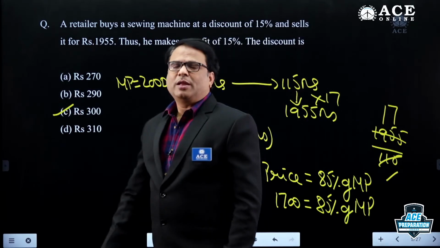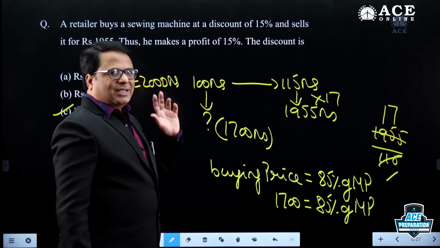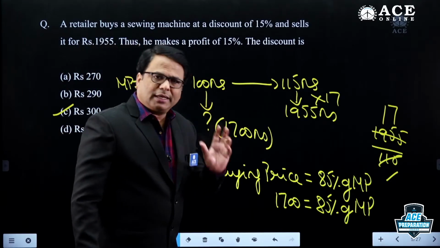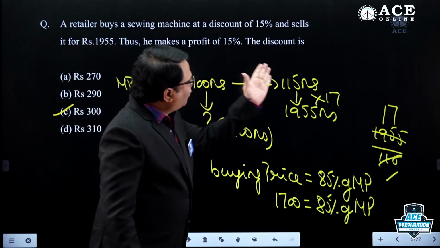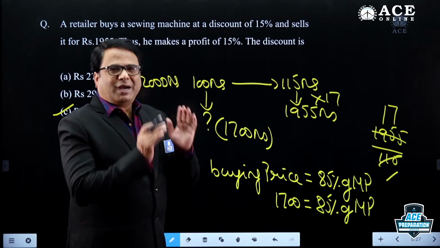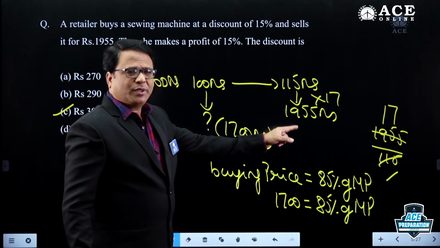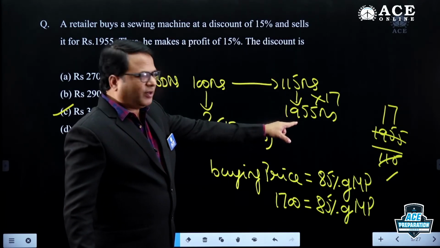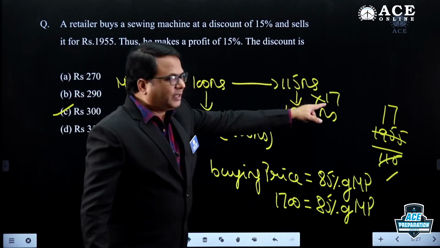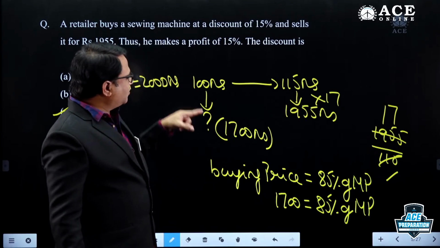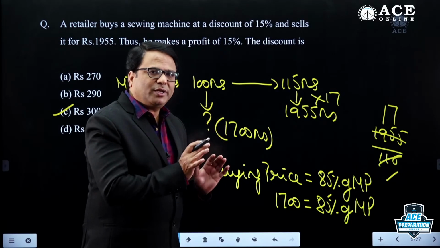See. Okay. Now, I will quickly go through the problem once again for your understanding. I assume the buying price of the retailer as 100 rupees. Then the 100 rupee sewing machine is sold for 115. But the selling price is already given in the problem as 1955. So when 115 becomes 1955, 100 becomes how much? Now this is 17 times, so this one will also become 17 times. That means the retailer is buying the sewing machine for how many rupees?